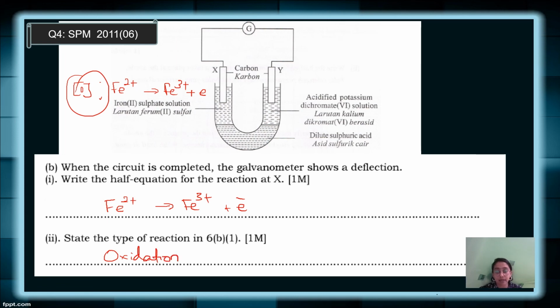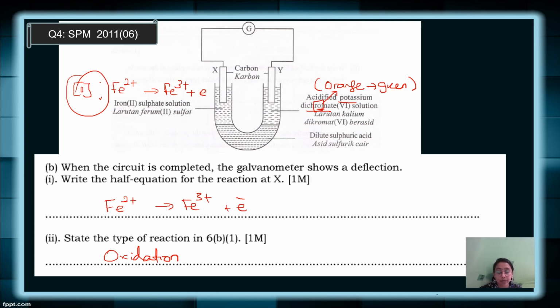And let's say the question asks you what the color change is. For potassium dichromate 6, the color change is going to be orange to green. Students always get confused: is it green to orange or orange to green? Can you see the O? So remember, it starts from orange to green. If it's acidified potassium manganate 7, then the color change is going to be purple to colorless. These are all the famous solutions we use. You must know the color change.